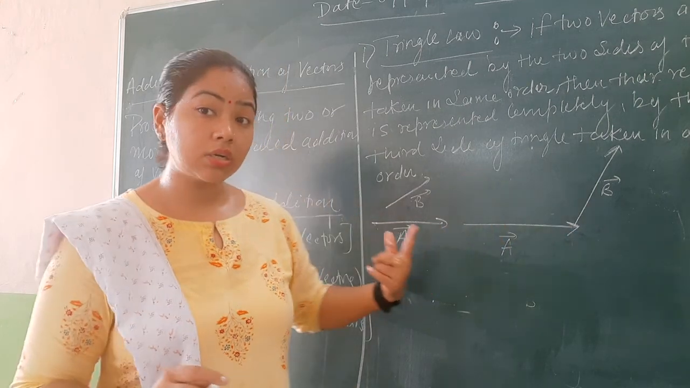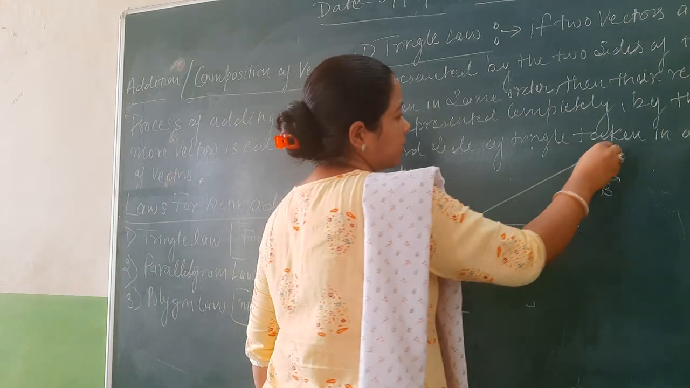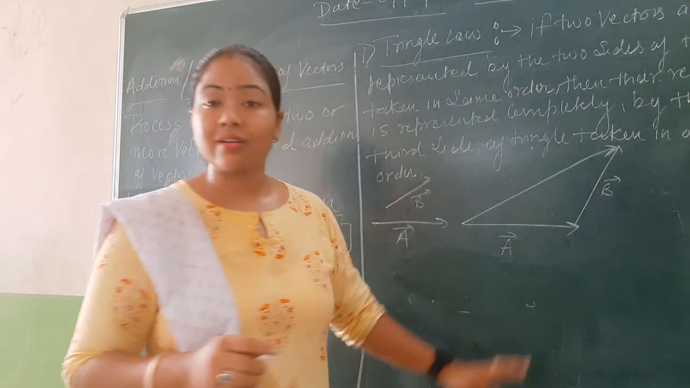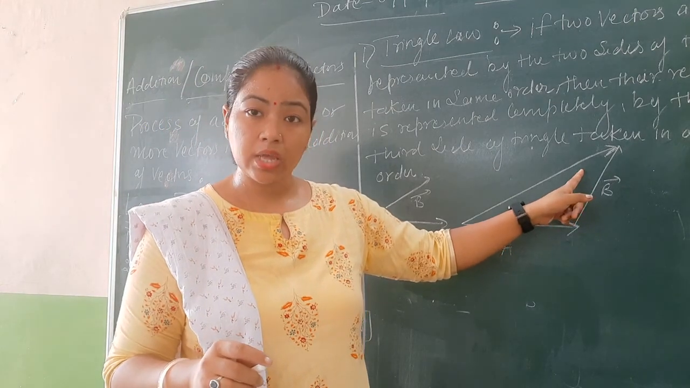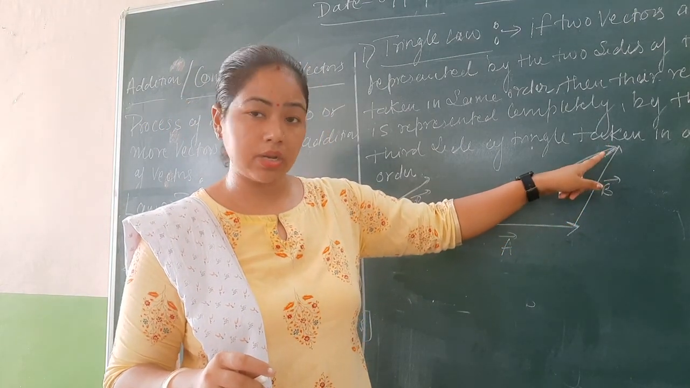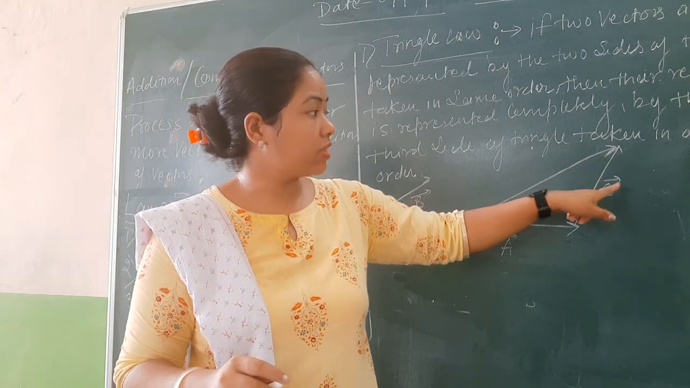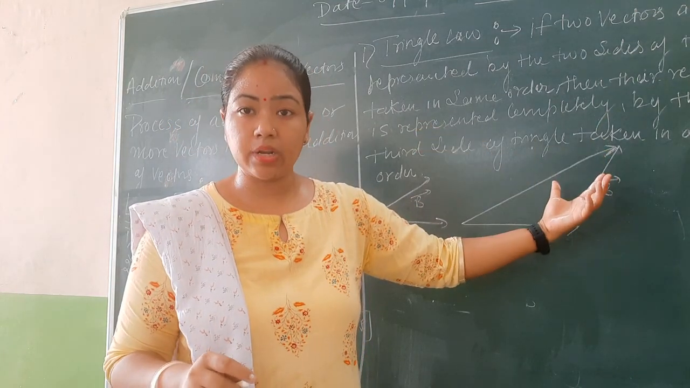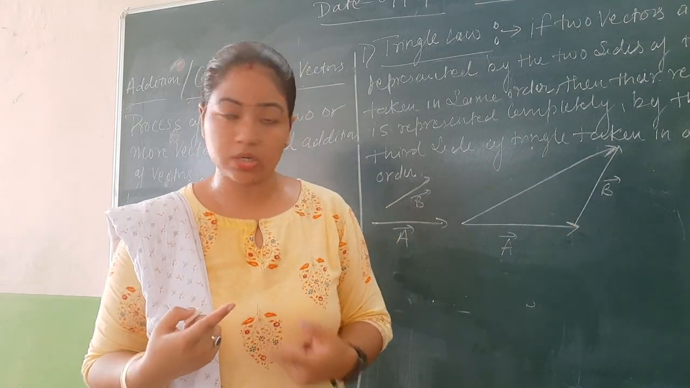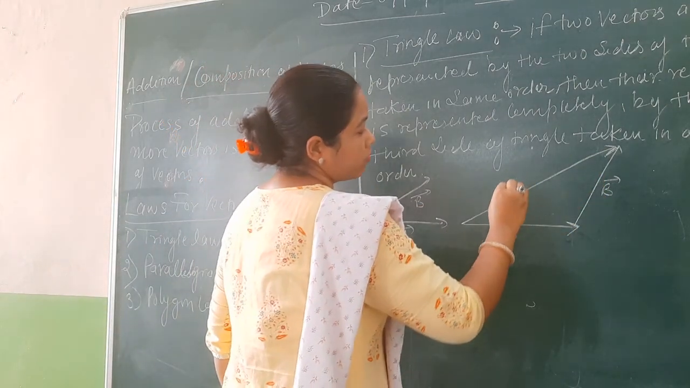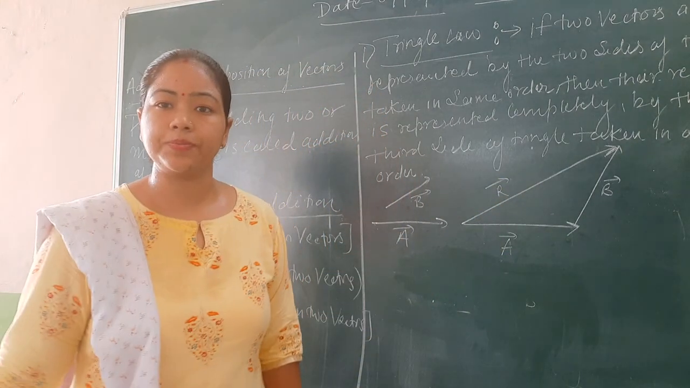Now the third side will represent the resultant of these 2 vectors, but taken in the opposite order. You can see that the head of the resultant vector is connected with the head of vector B, the second vector. So both are taken in the opposite order, right? So this will be represented as the resultant of these 2 vectors.